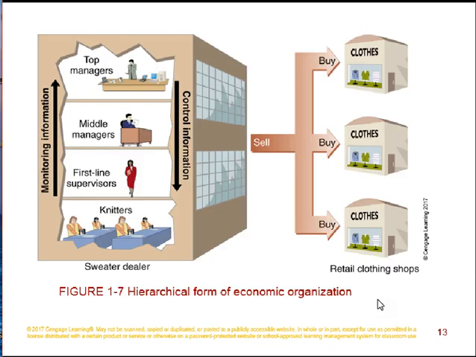So here we see a hierarchical form of economic organization. Control information goes from the top managers down to the middle managers, to the first line supervisors, and to the knitters. And this is for making sweaters. The sweaters are then sold to clothing retail shops, who are the buyers of it. But control information goes down from the top, and monitoring information goes from the bottom to the top. So you can see that there's some rigidity in this form of economic organization.